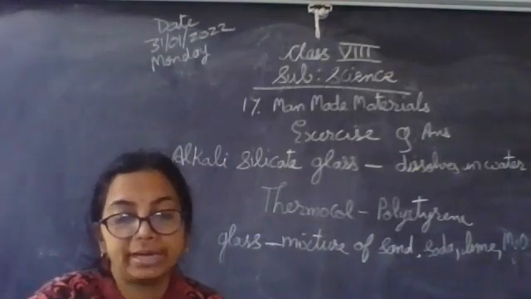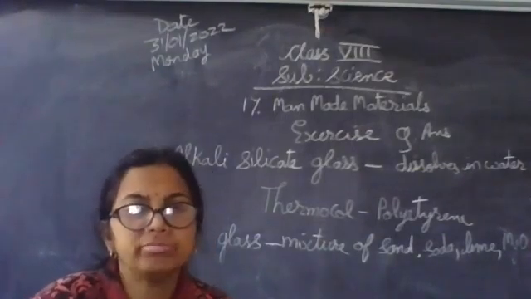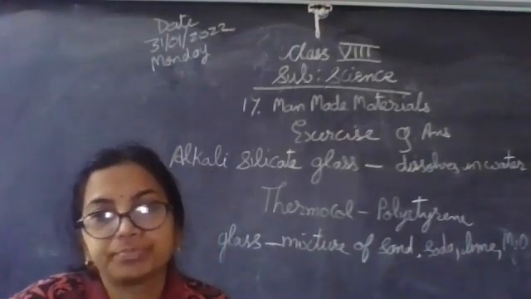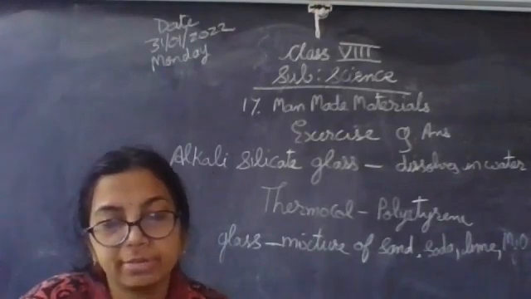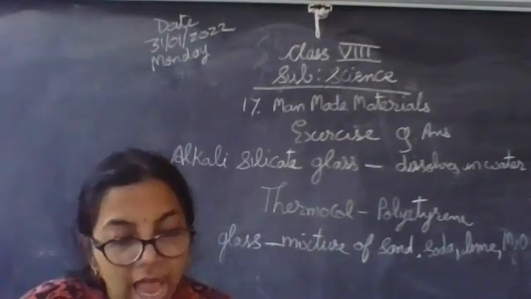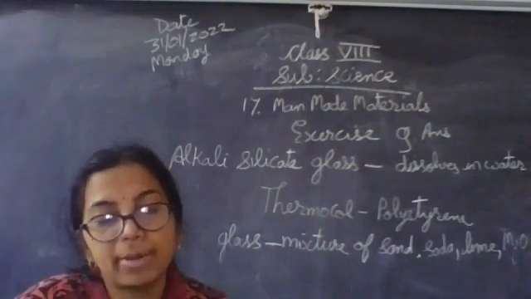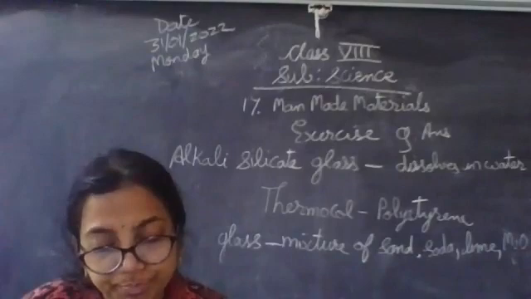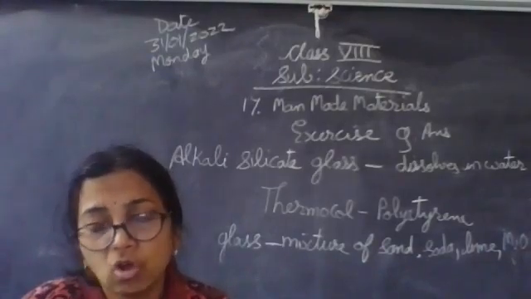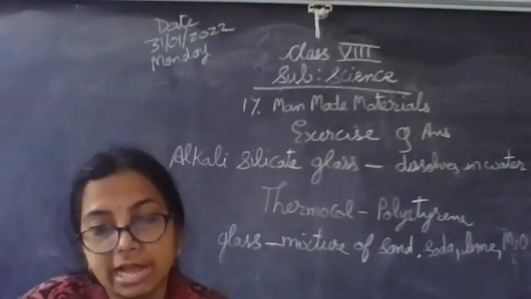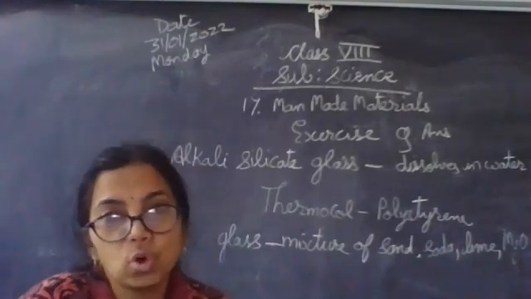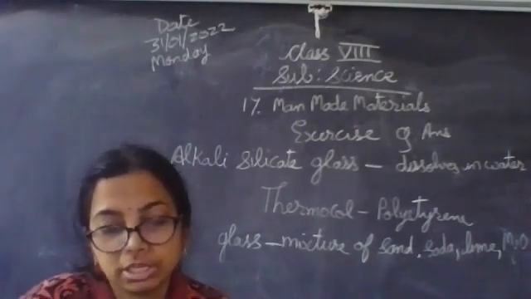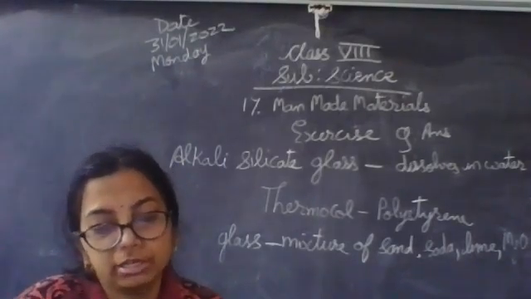Then we have to distinguish between man-made material and natural material. Man-made material is made out of our human efforts. We are mixing a variety of chemicals and carrying out chemical reactions to bring about this material. But natural material is God-made, that we get directly from nature, from coal to wood, water, air, all these are natural material.